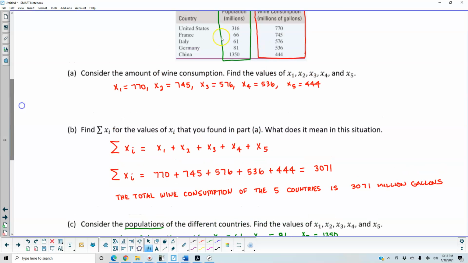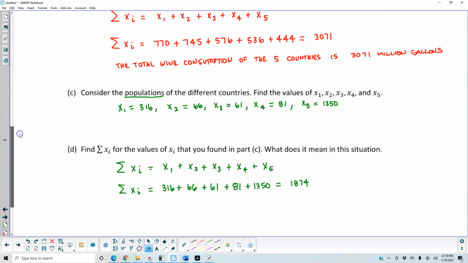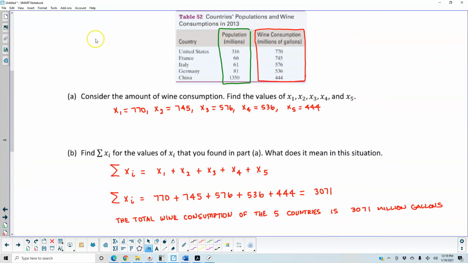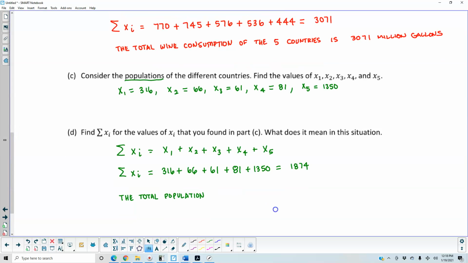So what does it mean in this situation? Well, we were looking at the population in millions. So we would say that the total population, now it does give us a year, so it's in 2013. So the total population in 2013 of the 5 countries is 1,874 million.